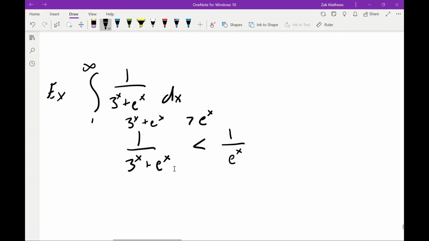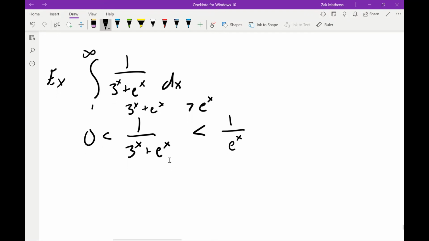I have two functions that I'm comparing. I know which one is larger. I also know that this thing is greater than 0 because we're starting at 1 and going to infinity. So this has to be positive, this has to be positive. So I can apply the direct comparison test, abbreviated DCT.